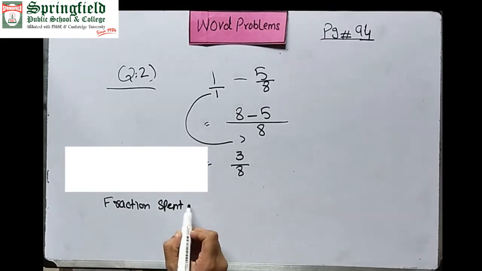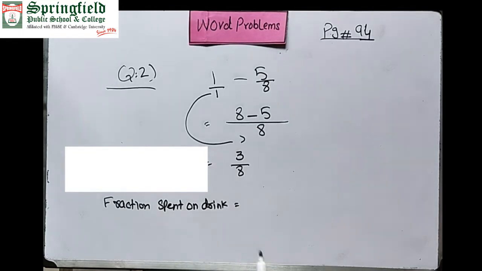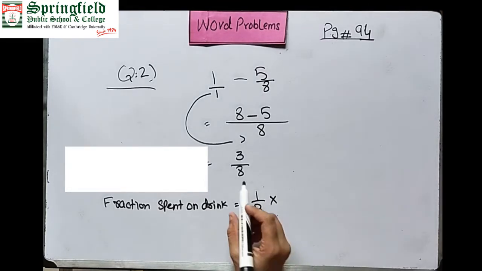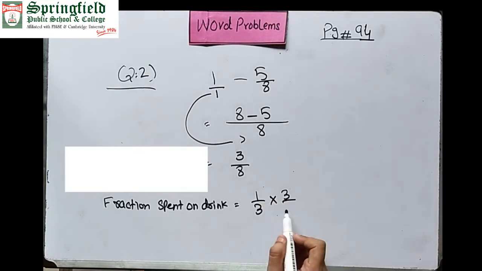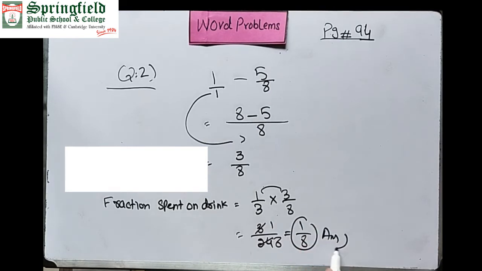That is spent on the drink. Fine. They are saying 1 by 3 of the remainder on the drink. It means we will multiply 1 by 3 with the remainder fraction. 3 ones are 3, and 8 threes are 24. We can use the table of 3. 3 ones are 3, 3 eights are 24. 1 by 8 is the fraction spent on drinks, and this is your final answer.